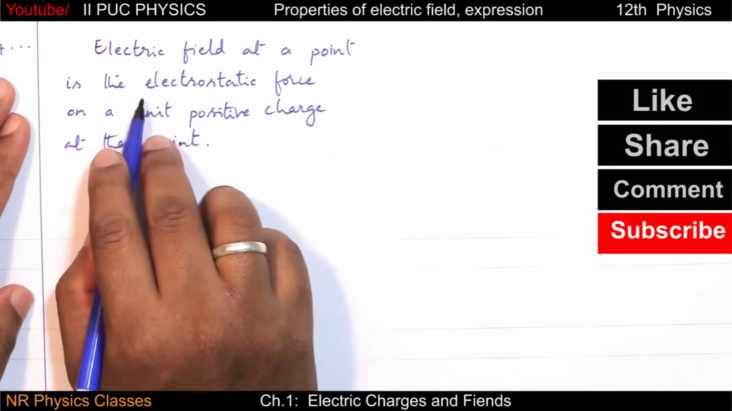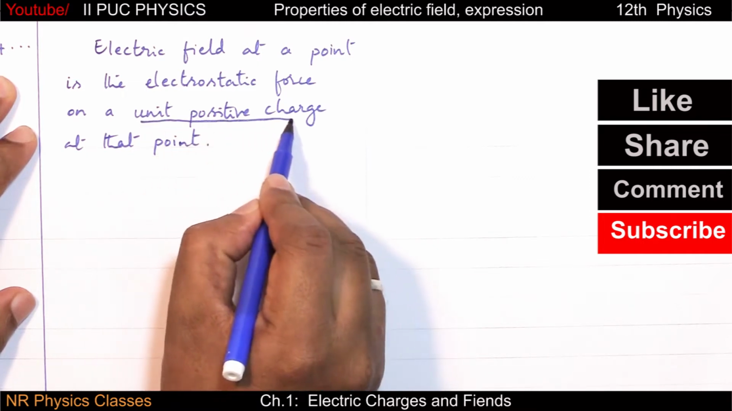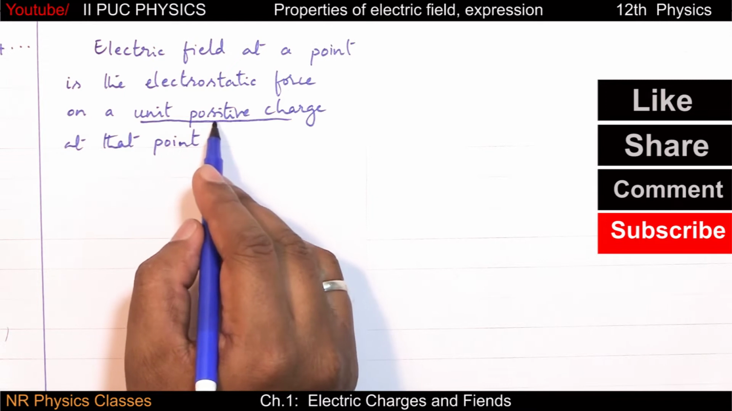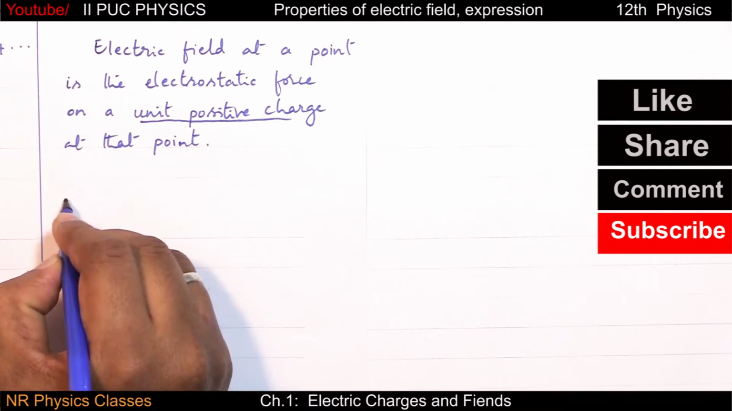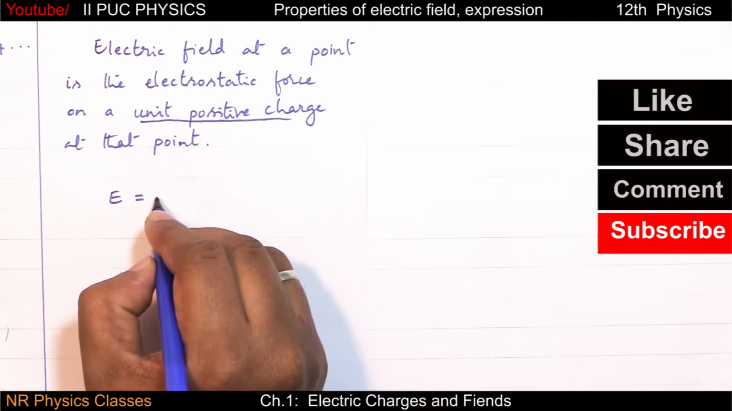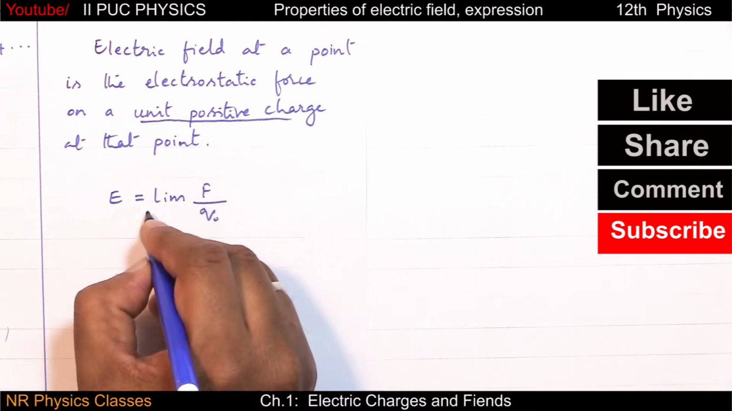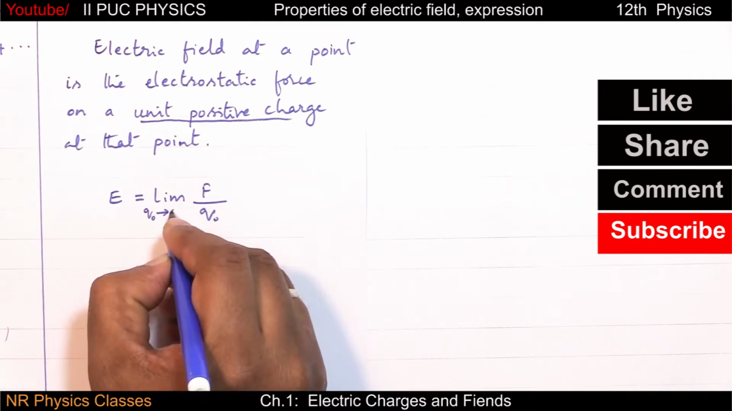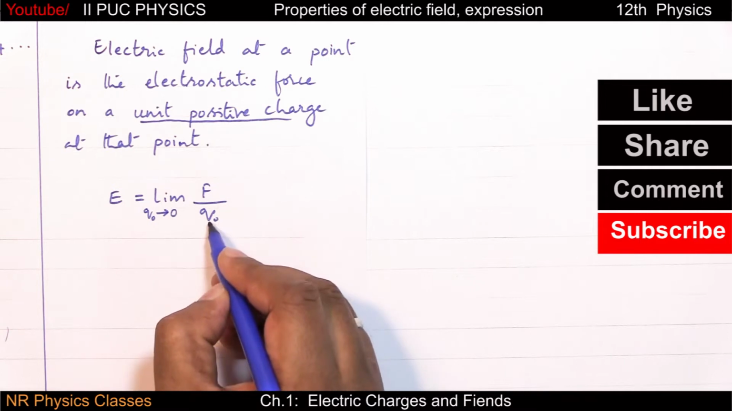Electric field at a point is the electrostatic force on a unit positive charge at that point. So the unit positive charge is the test charge. So electric field is equal to the limit of force by charge as Q naught tends to 0. Again, limit Q naught tends to 0 means the magnitude of the test charge should be very small, as small as possible.